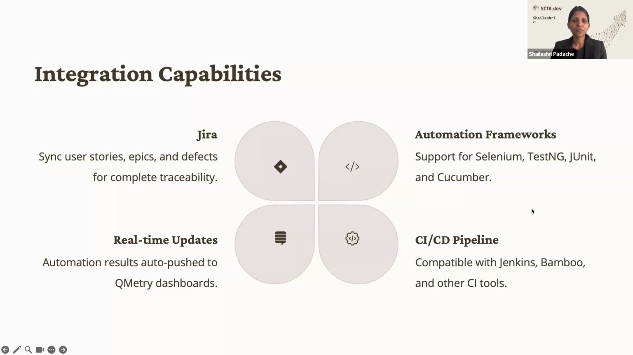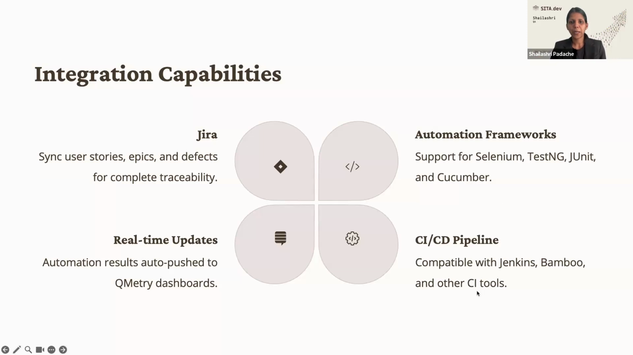And the third one is the automation framework. QMetry works with testing tools like Selenium, TestNG, JUnit, and Cucumber. The test results from automated runs are imported automatically, and it also captures the execution logs and screenshots. It makes it easier to fix bugs because it automatically takes the screenshot and the logs. Manual and automation testing are both managed in one place.